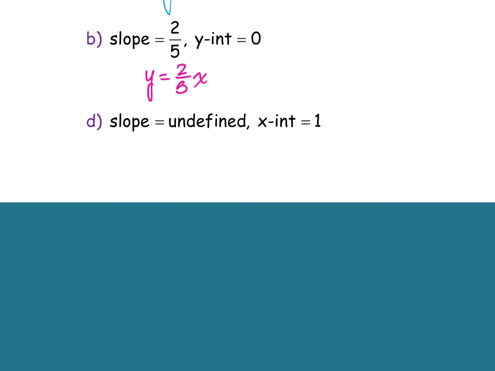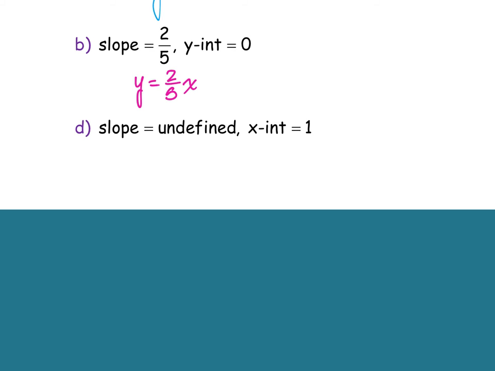Y equals 1/0, y equals 0x plus 1? Nope. So let's draw a picture of my graph. If my slope is undefined, what does my graph look like? It's a vertical line, and it's a vertical line that crosses what? An x-intercept of 1. Not a y-intercept, x-intercept. So it looks like this.